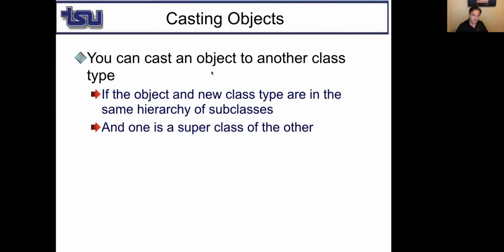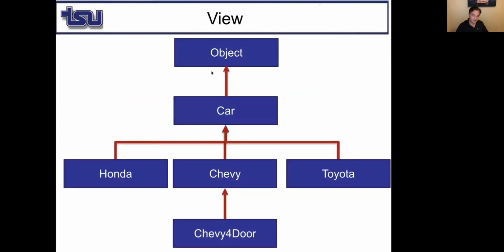Okay. So for example, we have this Chevy 4-door is a subclass of Chevy. Chevy is a subclass of car. Car is a subclass of object. So you can have a casting in this direction, or you can have casting in this direction or in this direction. You cannot have cast between these two or between these two. Okay.